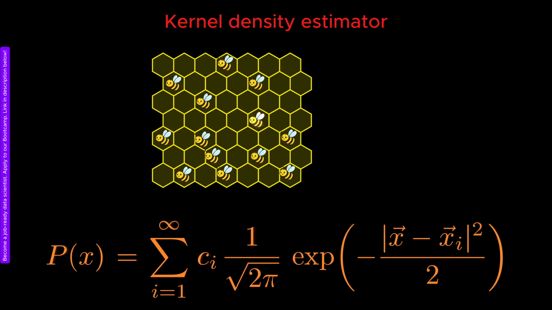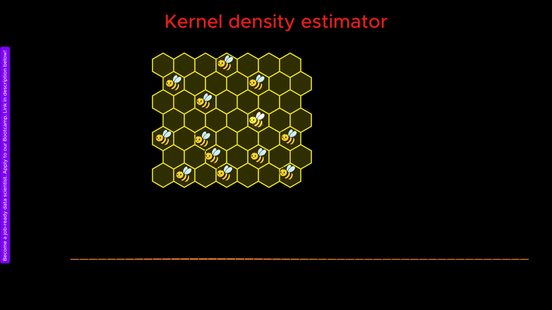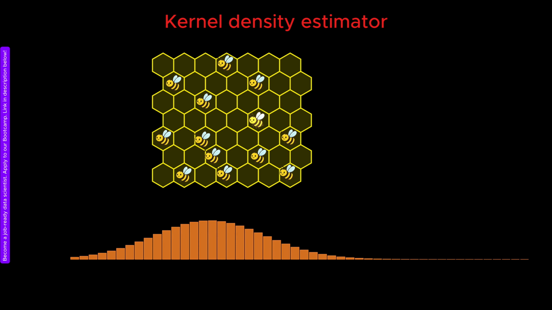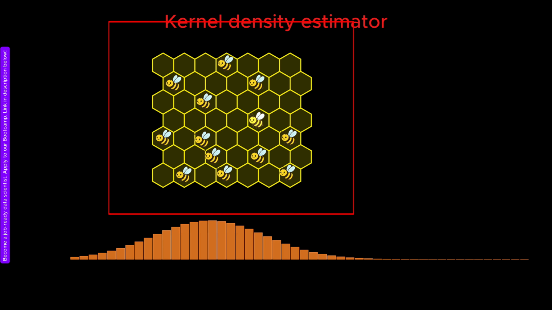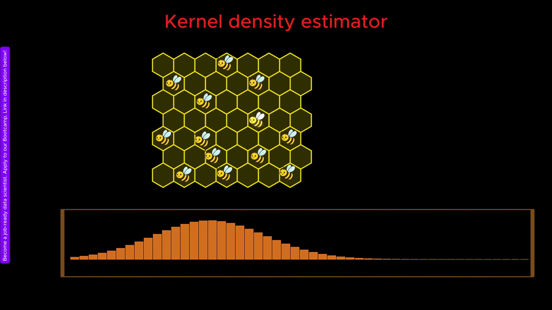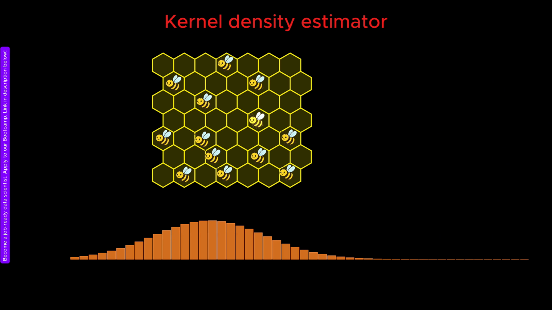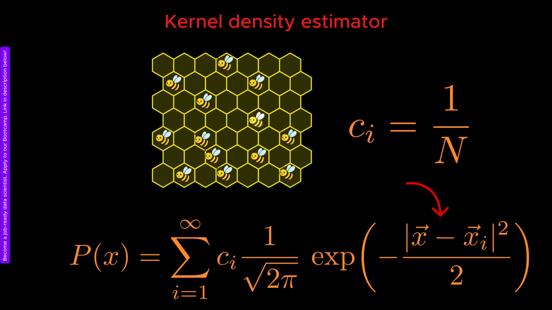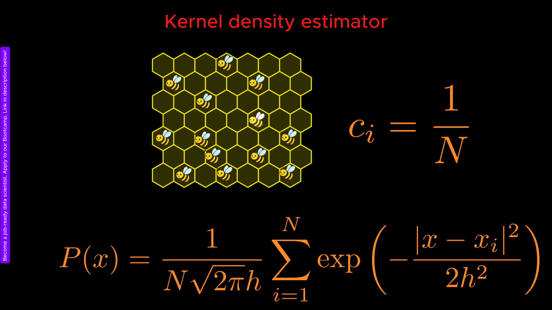To account for the fact that a region with a higher number of bees should be more probable than a region with fewer bees, every data point should contribute to the overall probability with equal weights. That means the weight of each bee is simply 1 over the number of all the observed bees. Finally, you scale distances by a bandwidth h so that distances become dimensionless, expressed as the following.